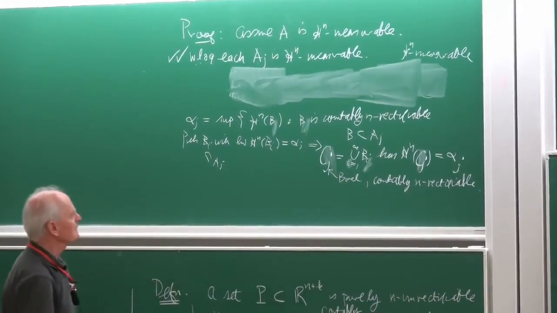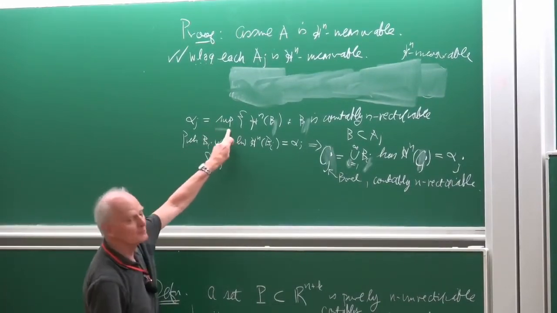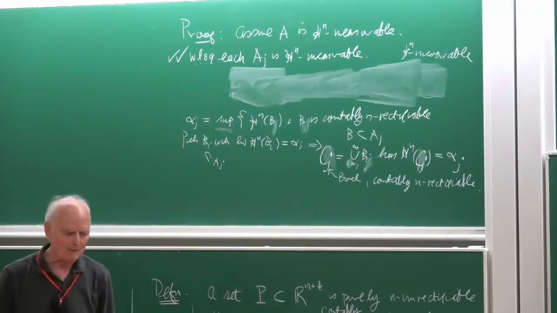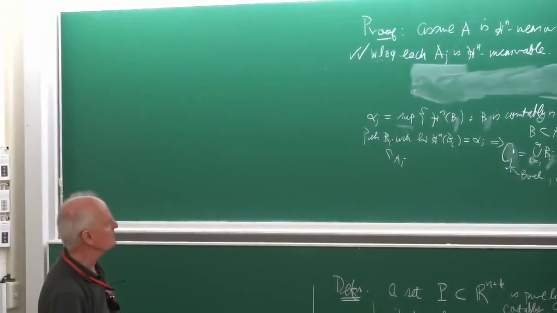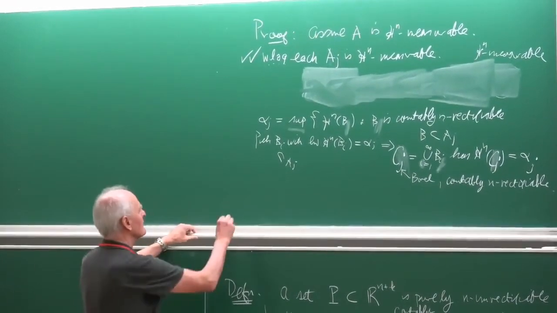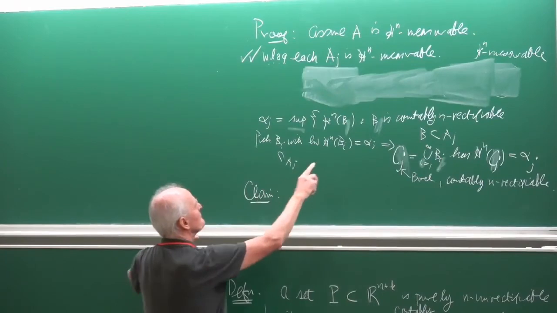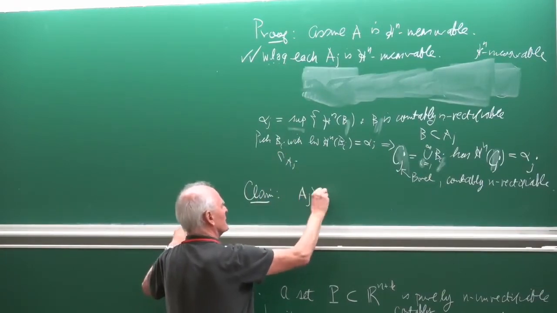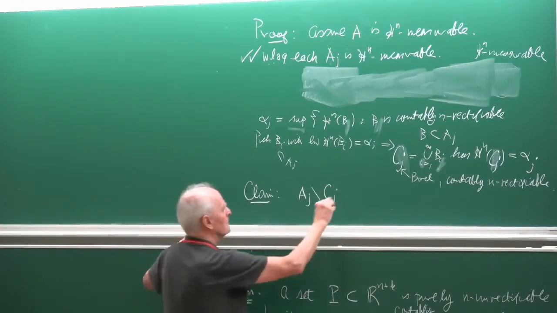Yeah, so we can certainly do that. So we attain this value. So this sup is really a max then, right? You can attain the maximum by this process. Okay, so we've got this countably n-rectifiable set which attains the maximum value alpha j. And then the claim is pretty obvious, isn't it? The claim is that Aj minus Cj is purely n unrectifiable.